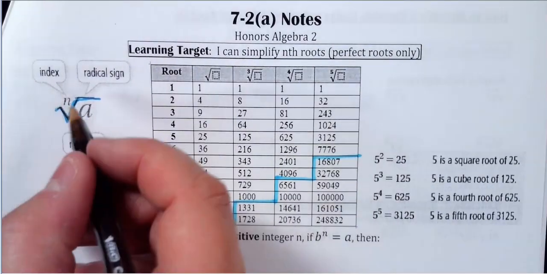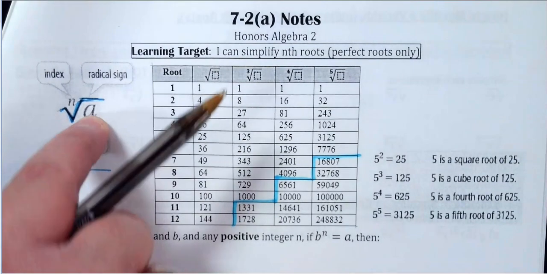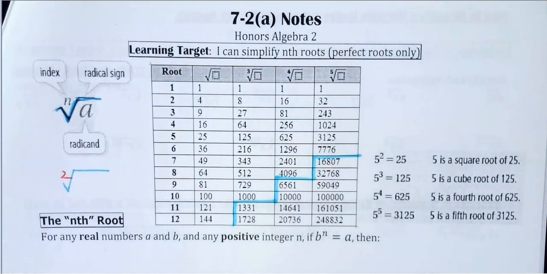The actual check mark looking sign is the radical sign. And then what is underneath the square root, cube root, fourth root, whatever you're working with, that's called the radicand. All right, so whatever's under the radical is called the radicand. Now, in general, you guys have definitely simplified square roots, but probably not maybe a third or fourth or fifth. So we're going to get into that this week.